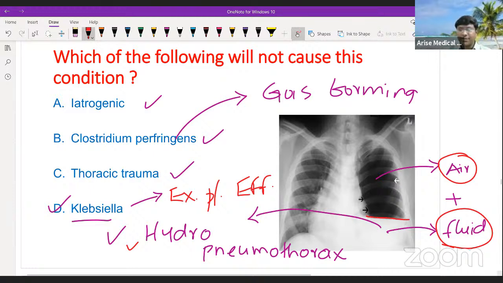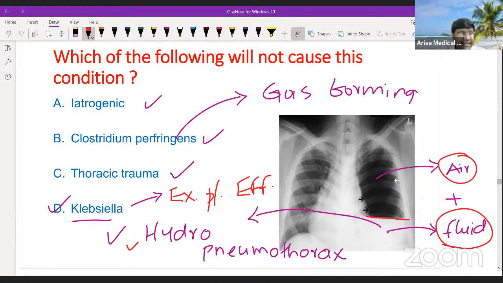And how do you treat? You need to treat the underlying etiology. Okay. And if the individual is having very severe dyspnea, then you have to do a wide bore needle puncture of the pleura, or you have to put the patient on an ICD, that is an intercostal drain. So that is about the hydropneumothorax. All right. Next.